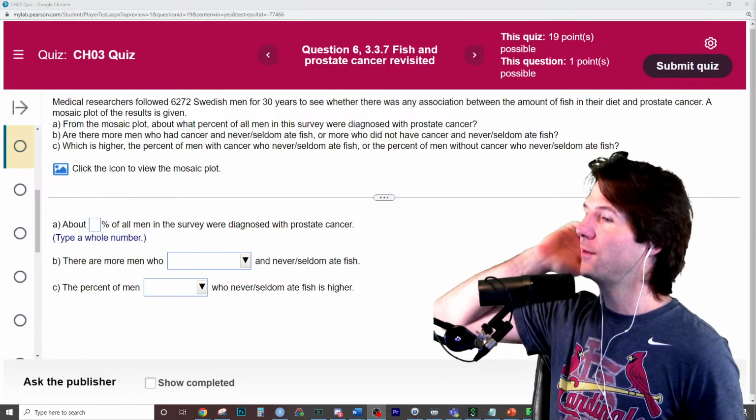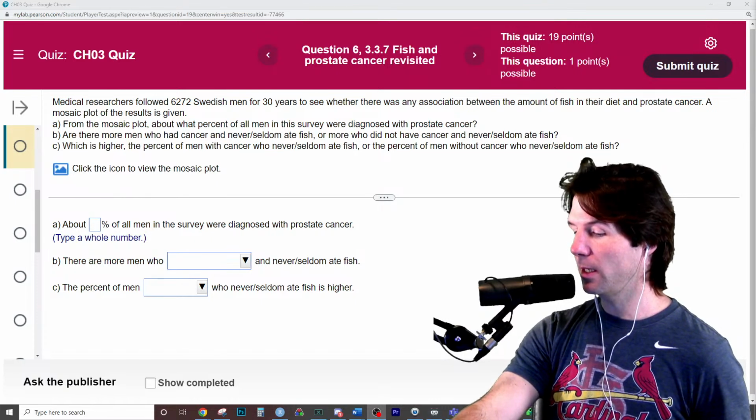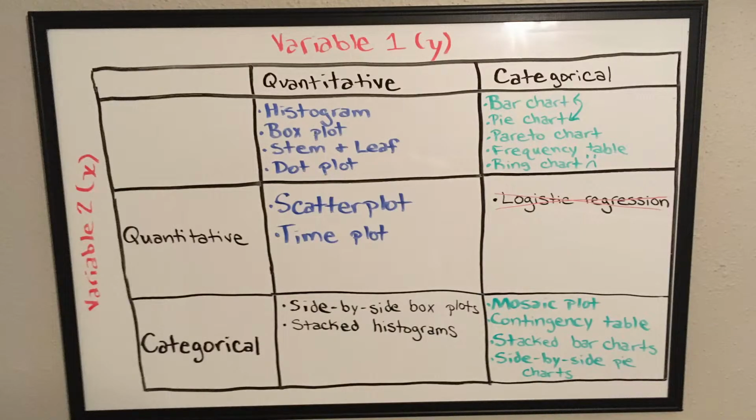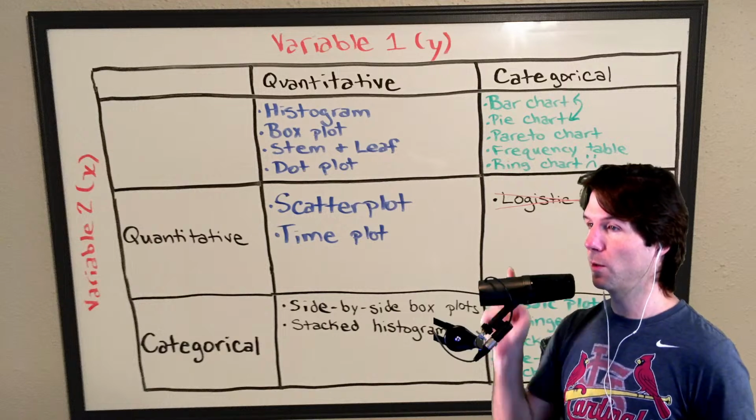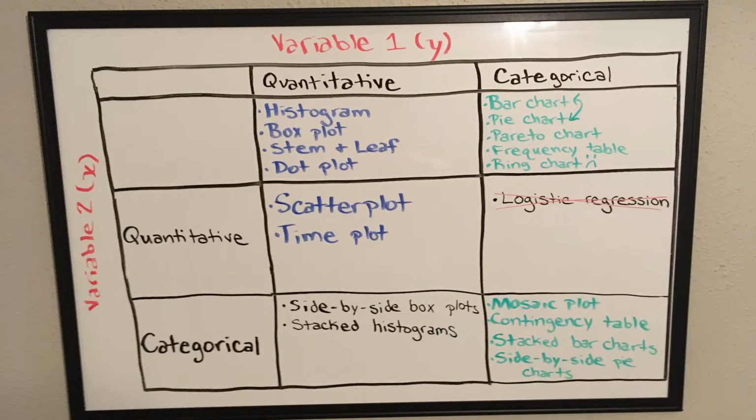A mosaic plot is a visualization of what data? See if you can answer the question by using this graphic right here and write down these notes. A mosaic plot visualizes what kind of data? These are the notes you need to have, the general knowledge that a mosaic plot visualizes what kind of data?